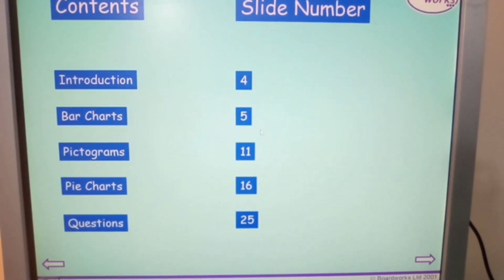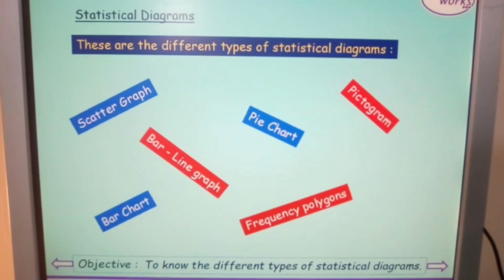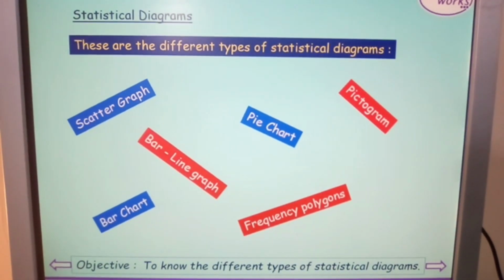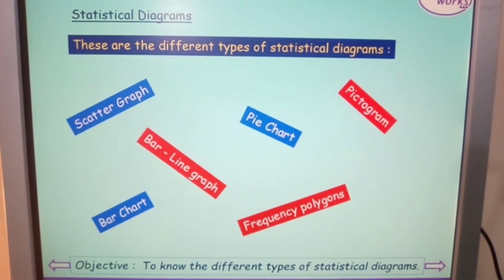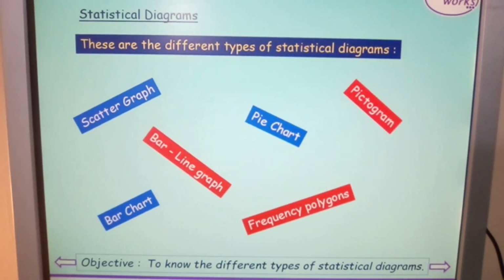Contains introduction, bar charts, pictograms, pie charts, questions. Here we are, statistical diagrams. These are the different types of statistical diagrams: scatter graph, line graph, bar chart, pie chart, frequency polygons, and pictograms.